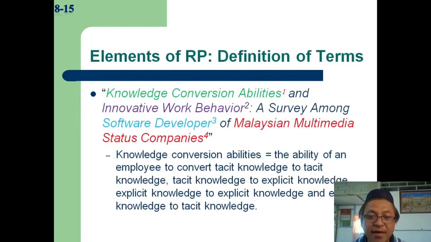So you have to define that. Like in this example, I have split into 4 parts. The first one, knowledge conversion ability. That one you have to define. Here I've given the definition: the ability of an employee to convert tacit knowledge to tacit knowledge, and so on and so forth.